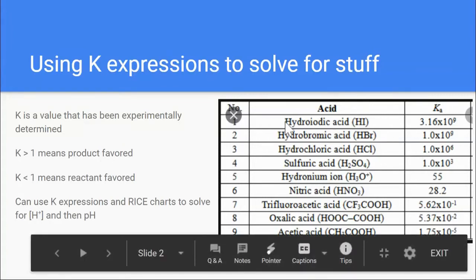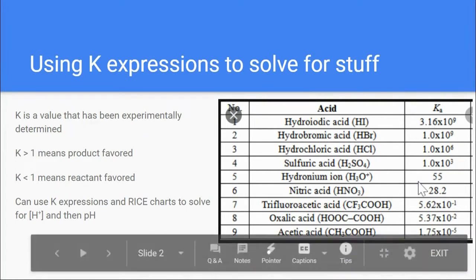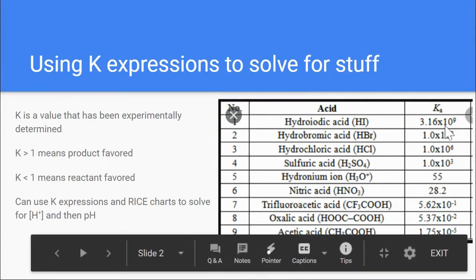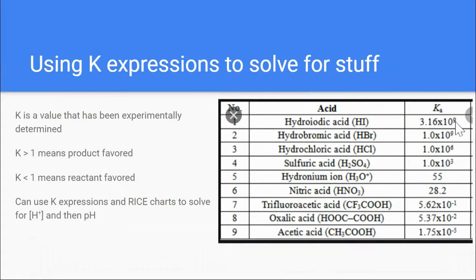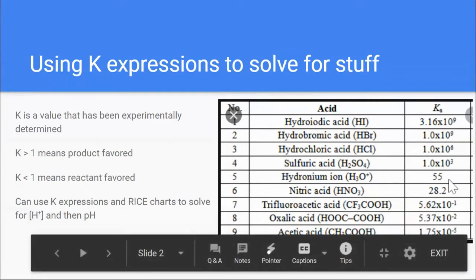We have a whole list of different substances, different types of acids, and this is only a snippet of a table. Over here, their Ks are listed. Up at the top, we have several that are greater than 1, like 10 to the positive 9th power. That's a really big number. These are all greater than 1, getting a little smaller, approaching 1: 55, 28.2. And then we start seeing negative exponents, which means these are numbers that are smaller than 1.